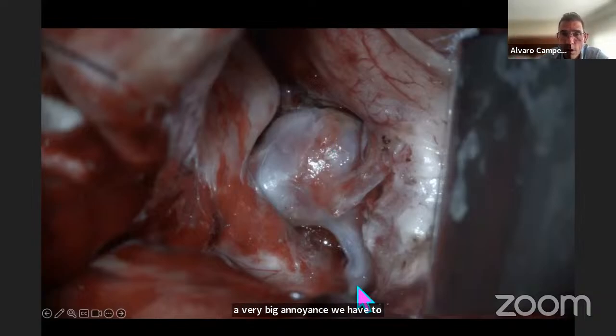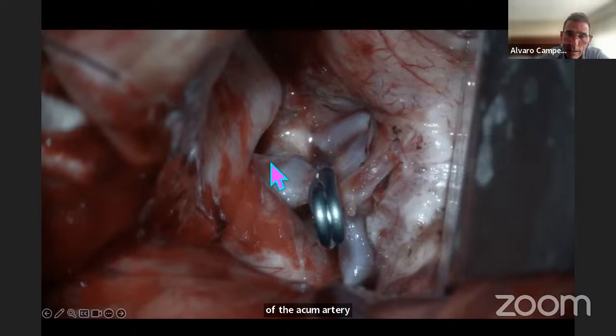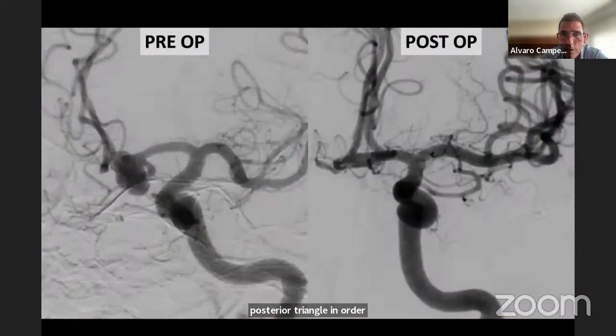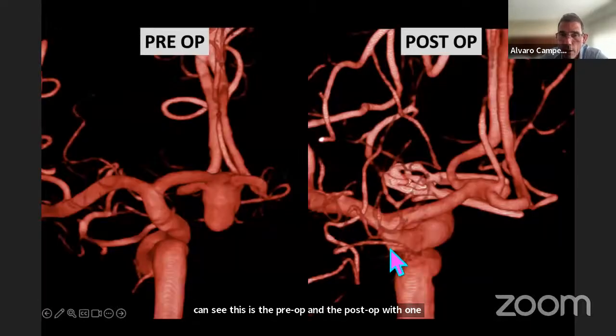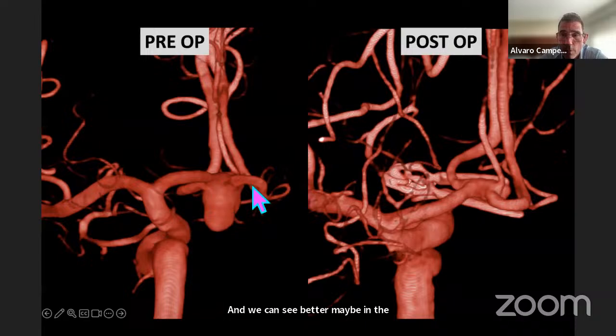perform the reconstruction of the ACom artery. So first we use the anterior triangle. We can see now the A2 contralateral, but we still have some portion of aneurysm here, so we also have to use this posterior triangle in order to clip that portion. This is the pre-op and the post-op with one clip here, another clip here, and we can see better maybe in the 3D reconstruction. This is the pre-op, and we can see the post-op with the reconstruction of the ACom artery.